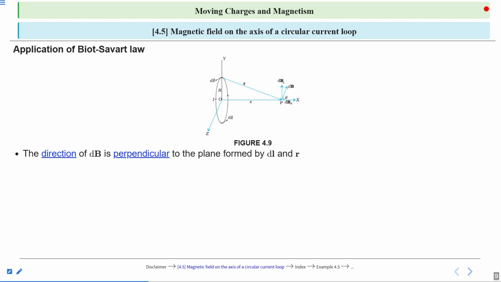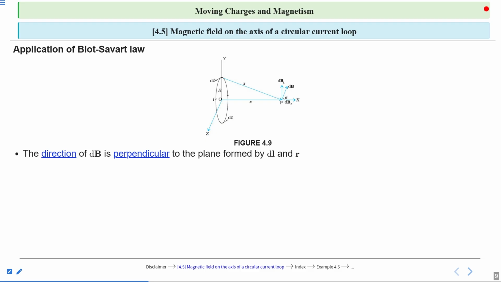okay, visualize the plane formed by both of these. dl is outwards along the z-axis and r is inclined to the x-axis. So the plane formed by dl and r will be a plane that is inclined to the xz plane.